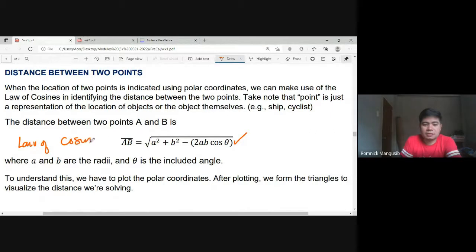Nanggaling siya sa law of cosine. And pag nakikita mo na yung theta na yan, ibig sabihin, polar coordinates. Naka-polar coordinates ang given. Where A and B are the radii, yung radius ng bawat isang point, and theta is the included angle. It is the included angle or the angle between them. Okay? And ito yun.